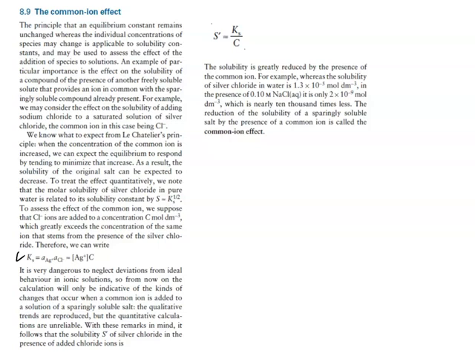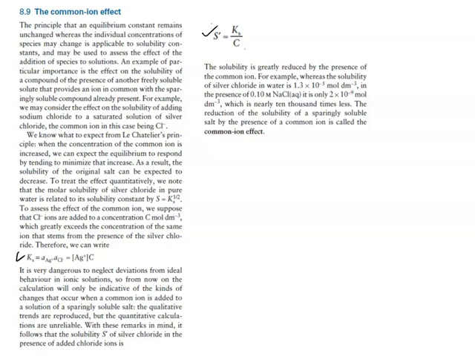It's very dangerous to neglect deviations from ideal behavior in ionic solutions. So from now on, the calculation will only be indicative of the kinds of changes that occur when a common ion is added to a solution of a sparingly soluble salt. The qualitative trends are reproduced, but the quantitative calculations are unreliable. With these remarks in mind, it follows that the solubility S' of silver chloride in the presence of added chloride is as follows.